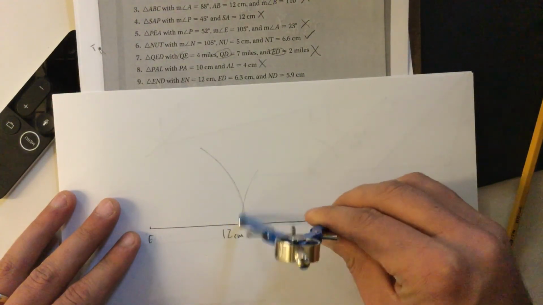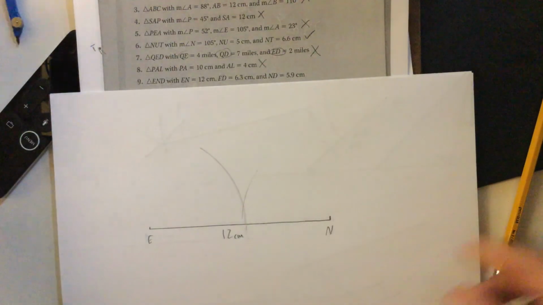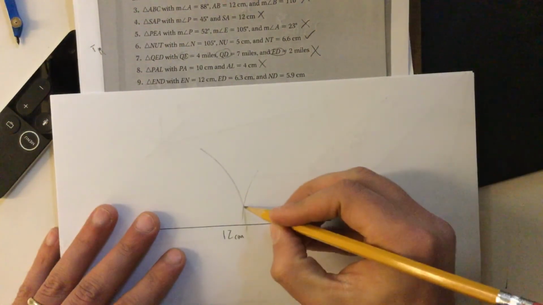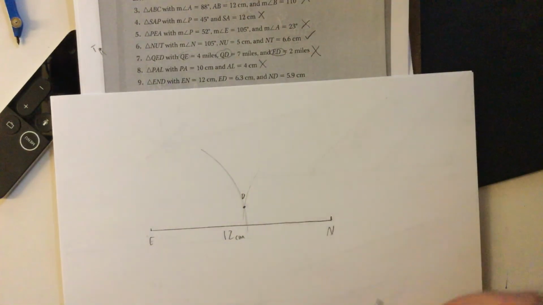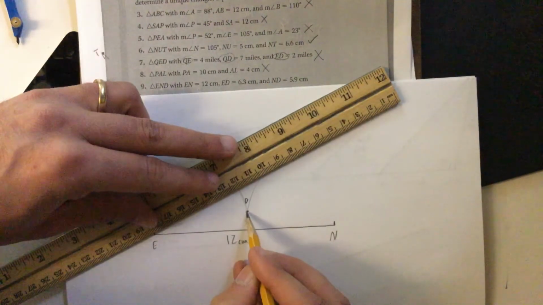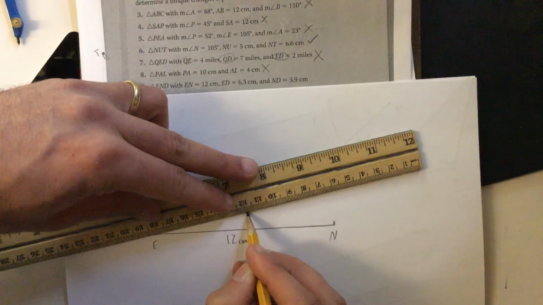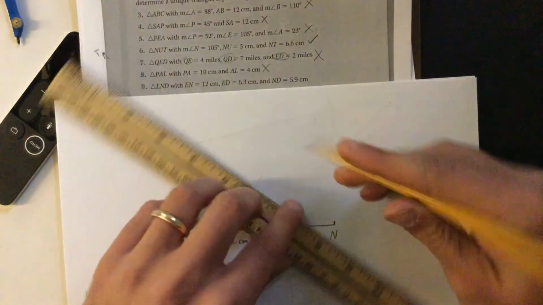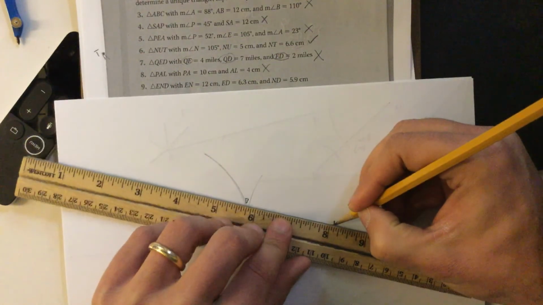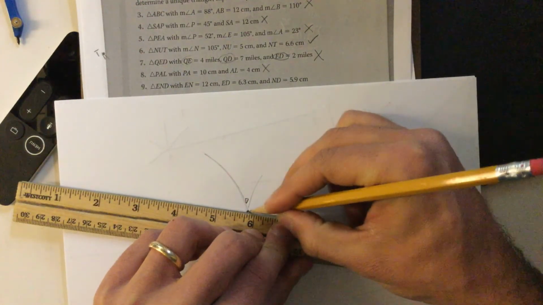Hey, and we've got an intersection, which means, you guessed it, we've got a triangle. So where they intersect there is going to be point D. And now we can connect E to D and point N to point D.